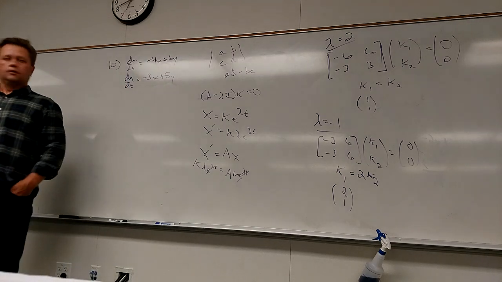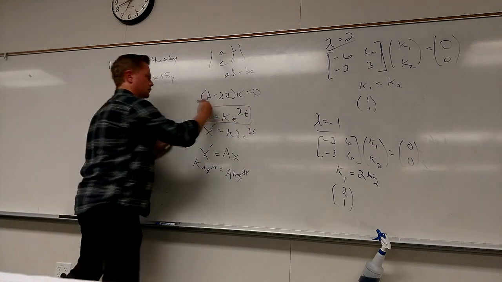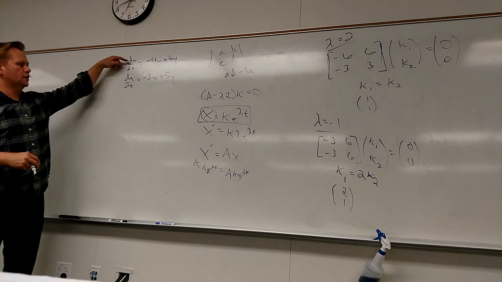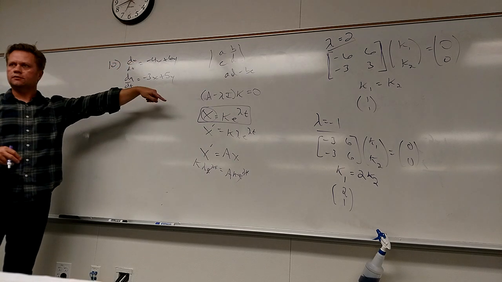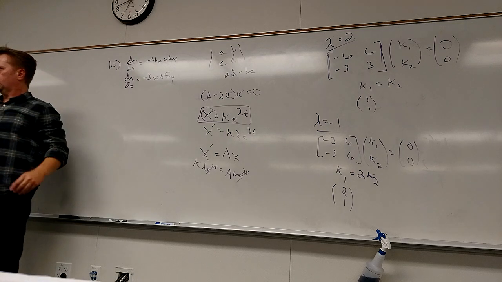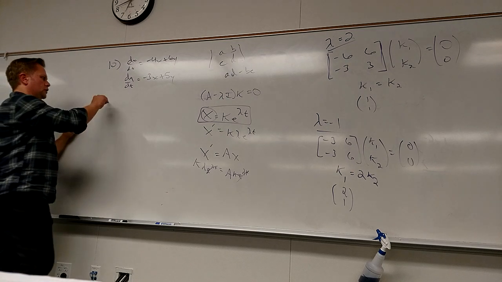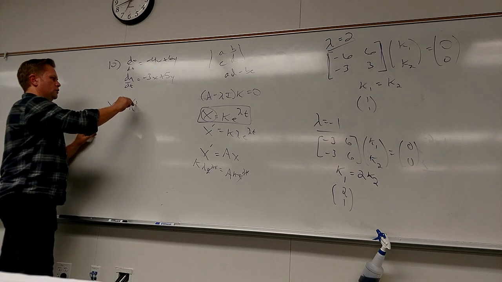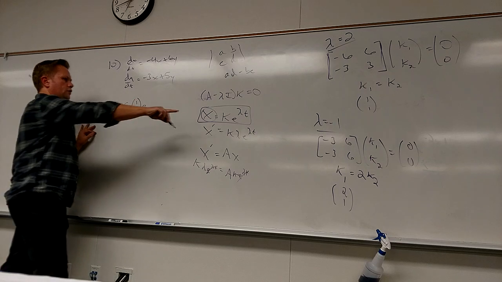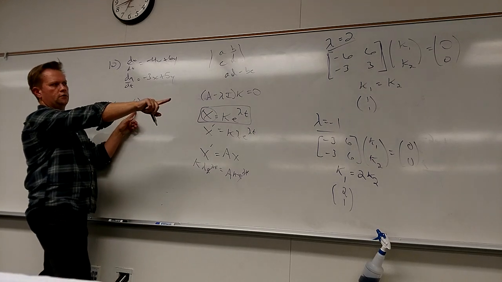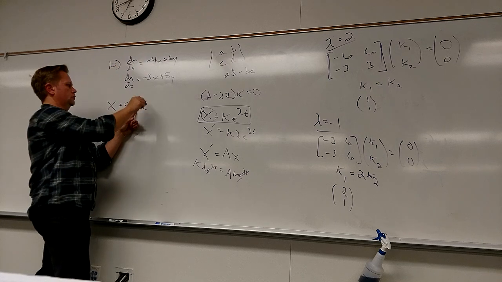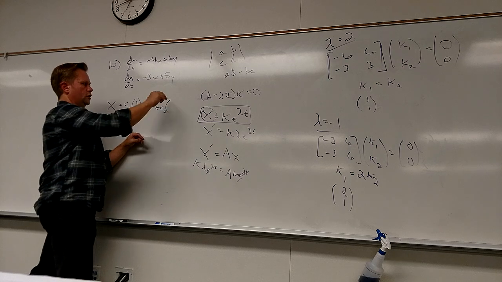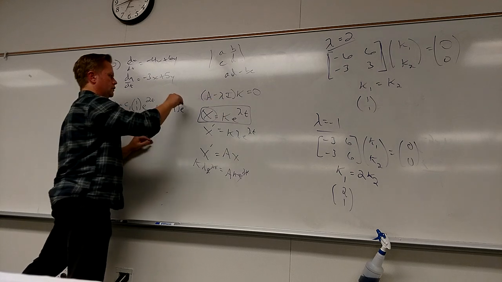Okay. Just to remind you, this is the form of the answer, where this is big X, right? This is not just X. This has X and Y in it. And X prime has X prime and Y prime in it. So the answer then would be C1 times 1, 1, e to the 2t, since 1, 1 goes with lambda equals 2, plus C2 times 2, 1, e to the negative t.